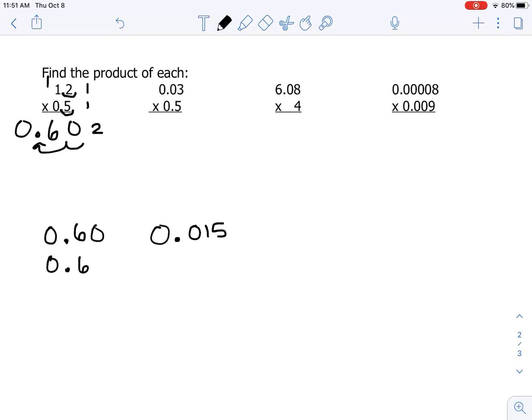So I have 5 times 3, which is 15, carry the 1. 5 times 0 is 0, plus 1 is 1. There are 2 decimal place values in 300ths.